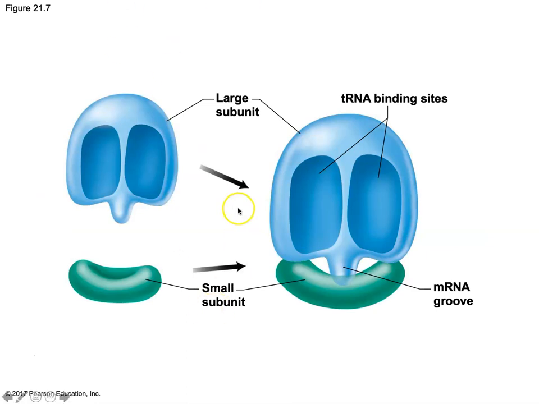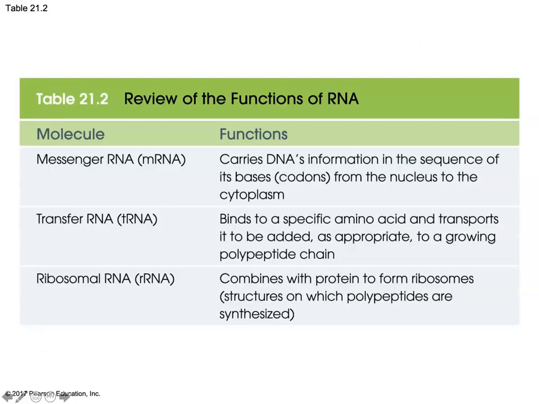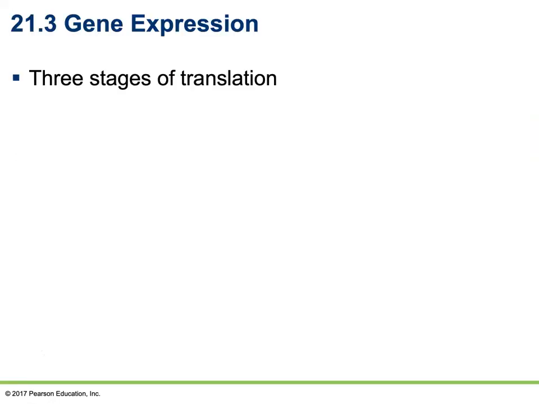So this is what our ribosomal subunits are going to look like. We have a large subunit and a small subunit, and the mRNA is going to feed through this groove. The tRNA binding sites are going to occur here, and the protein sequence will be pushed off the top. Here is a table that's going to review the different types of RNA and their various roles in gene expression. But we're going to talk specifically about translation.